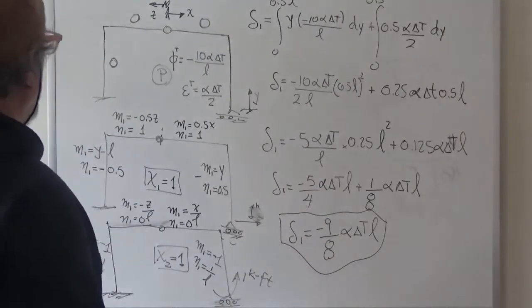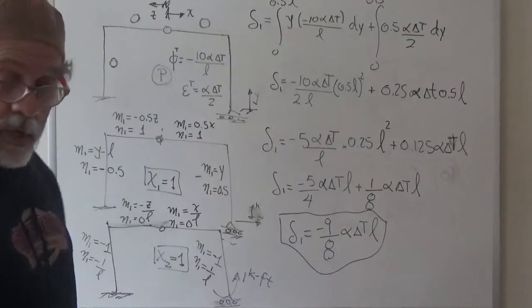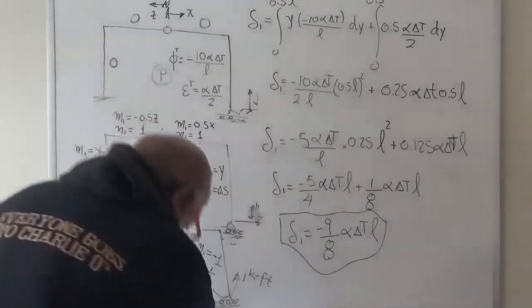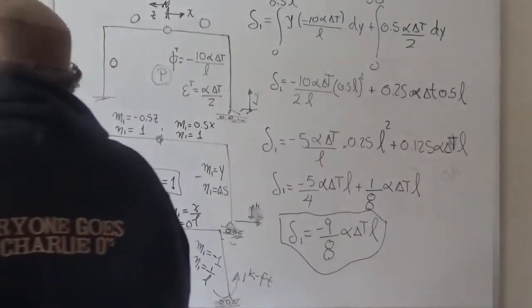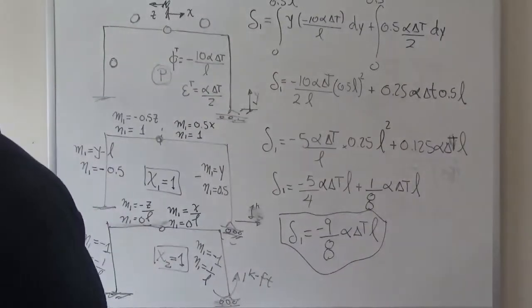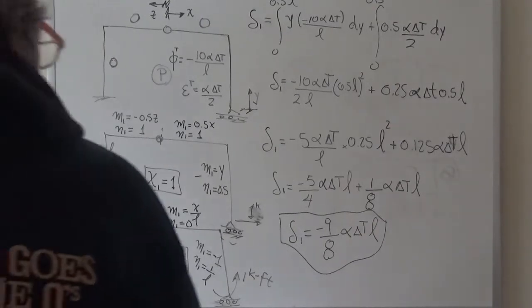So where do we write these things? There's no room. Okay, the room will be this. I will write them on a piece of paper to remember over here. Delta 1 is equal to minus 9/8 of alpha delta T times L. And then I'll erase everything.